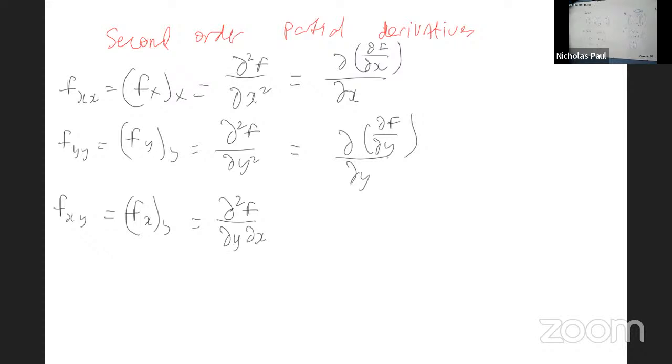Right, so if you see fxy, it means that you're differentiating partially with respect to x first, and then with respect to y. So it's the partial derivative with respect to x, then y. If you see it looking like this, it's this one first, then the y. x, then the y. And vice versa for fyx. You're doing the y first, then the x.